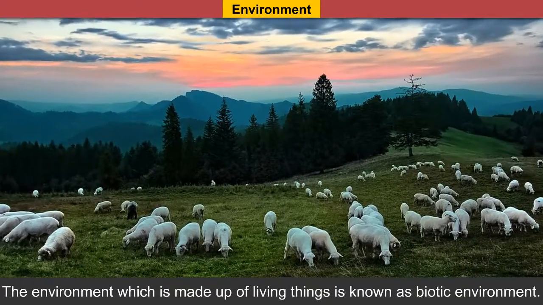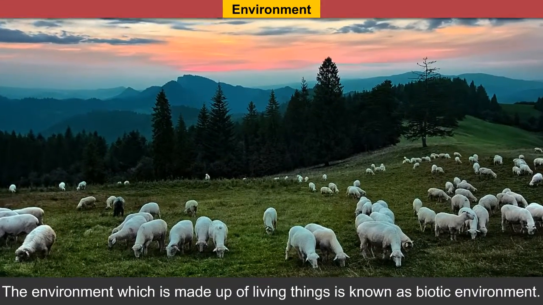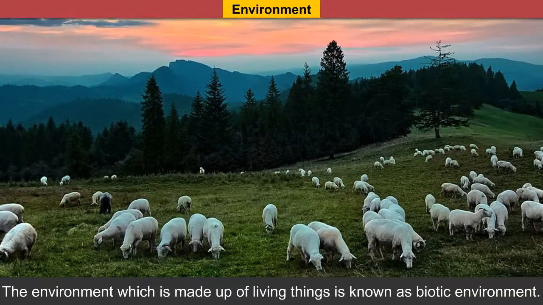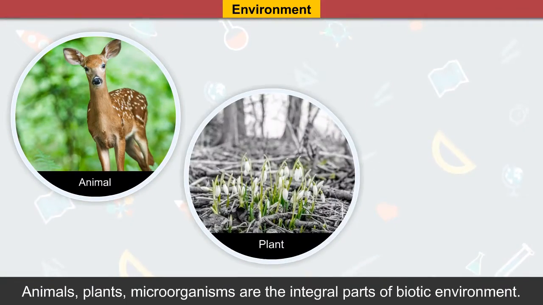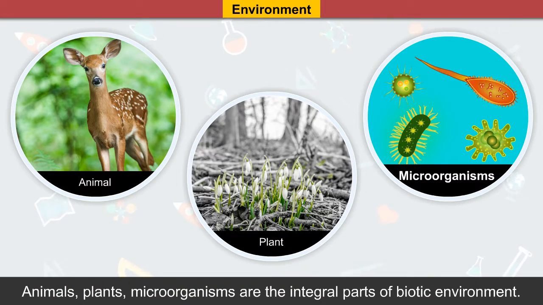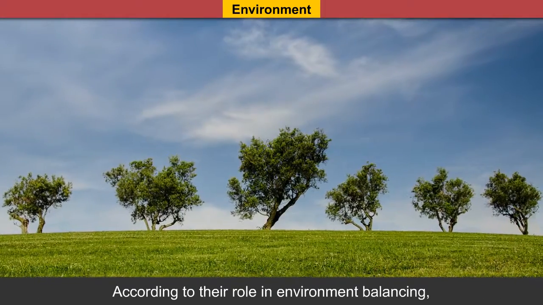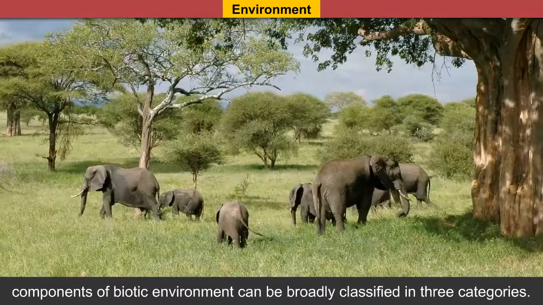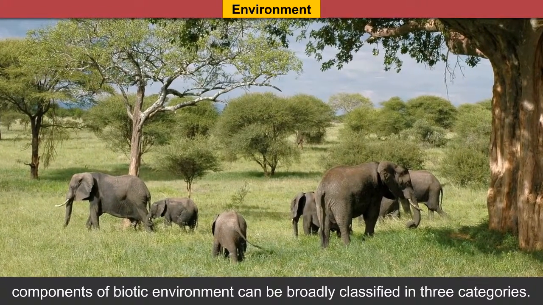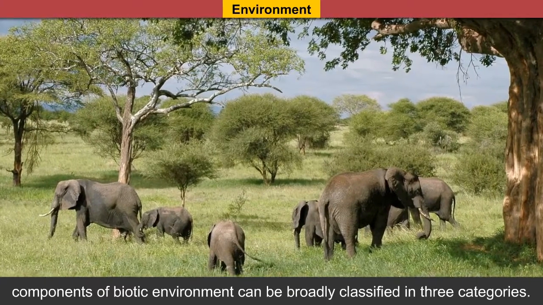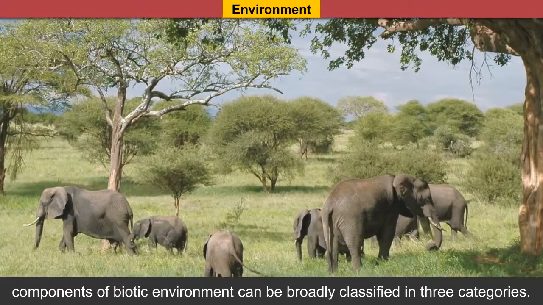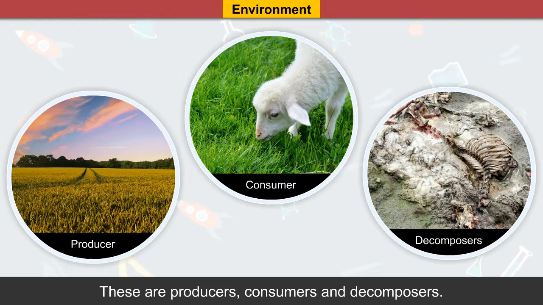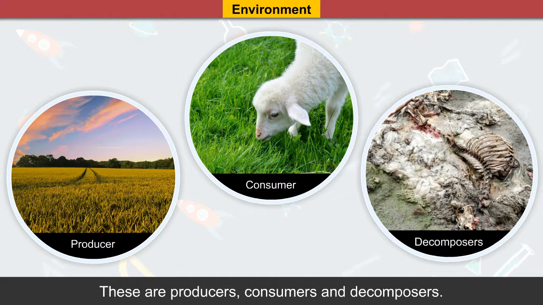The environment which is made up of living things is known as biotic environment. Animals, plants, microorganisms are the integral parts of biotic environment. According to their role in environment balancing, components of biotic environment can be broadly categorized into three categories. These are producers, consumers, and decomposers.